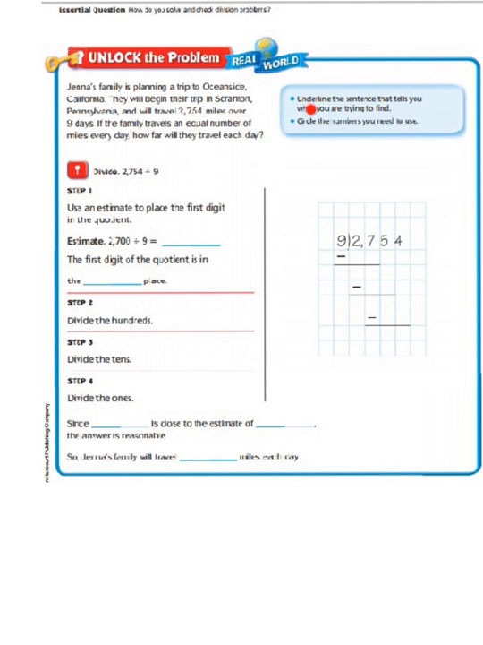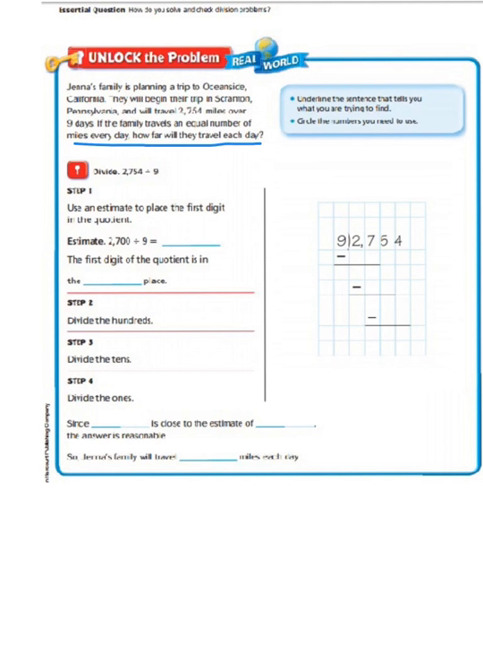We need to underline the sentence that tells you what you are trying to find. Of course, that's going to be our question in our word problem. So if we go back, it says, if the family travels an equal number of miles every day, how far will they travel each day? That is our question. Then it says to circle the numbers you need to use.